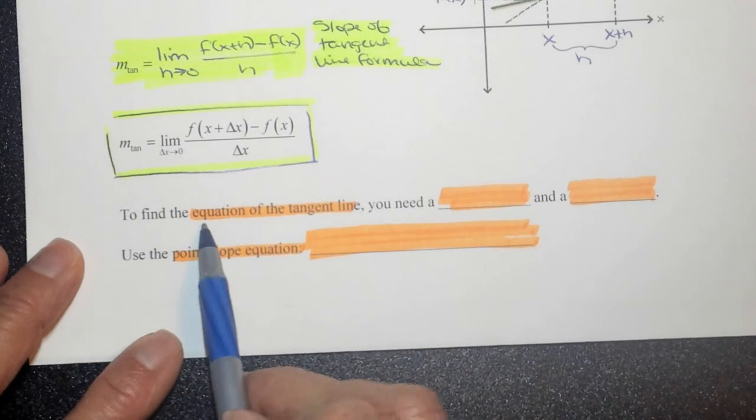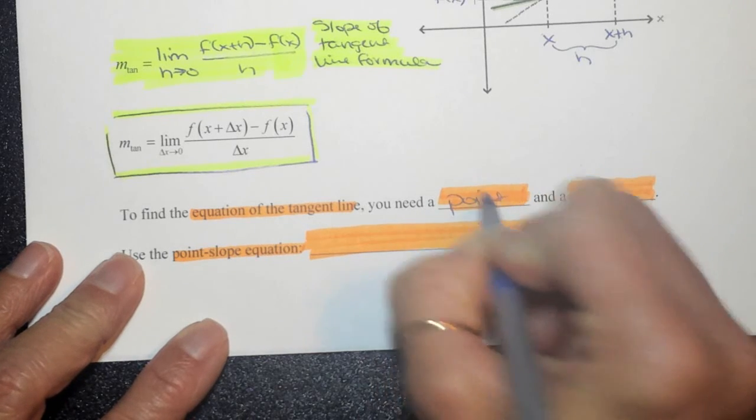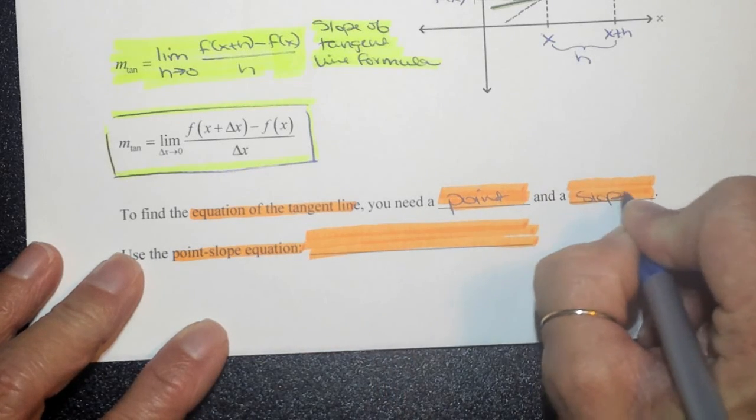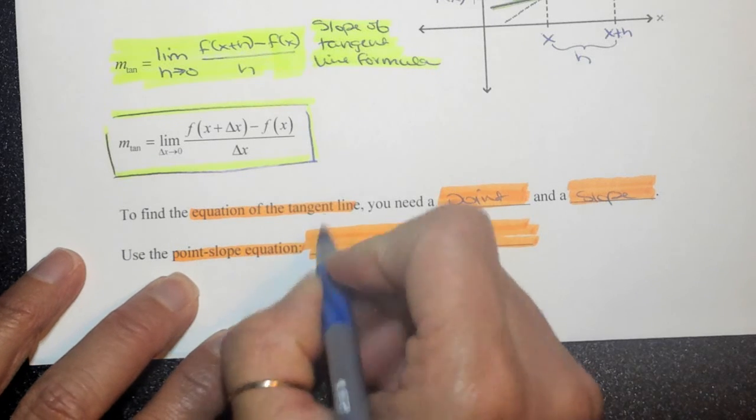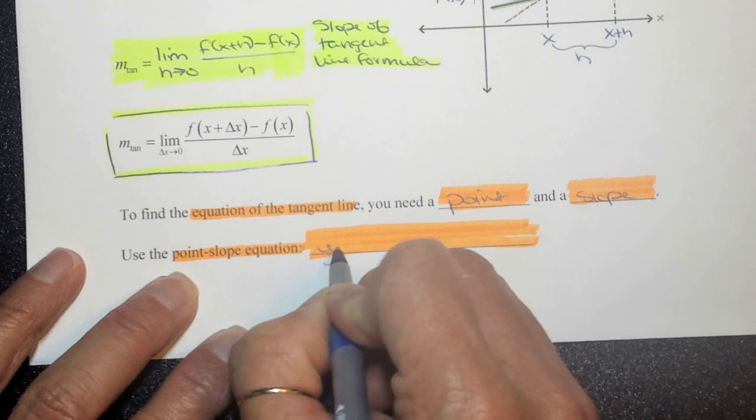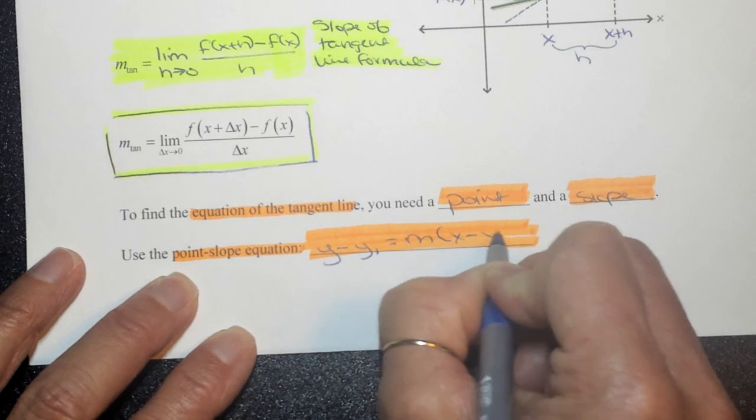So if you were asked to find the equation of the tangent line, you will need a point and a slope. And you can easily leave it in the point slope equation, which for those of us who have forgotten, it's been so long, y minus y sub 1 is equal to m times x minus x sub 1.